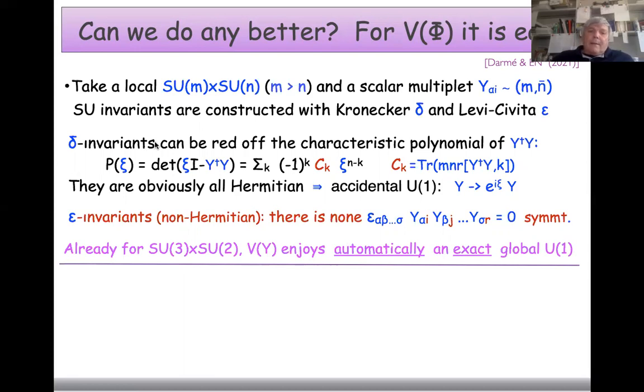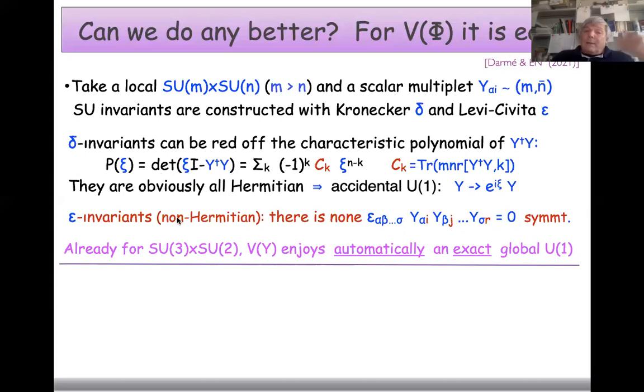The delta invariants can be read off the characteristic polynomial of Y dagger Y. So if you write the characteristic polynomial, you write it in terms of some coefficients c_k, which are precisely the trace of the minors of order k of the matrix Y dagger Y. I write it in this form, which looks a bit formal, because it makes apparent that all these coefficients carry a rephasing invariance. They are all Hermitian and they respect an accidental U(1).